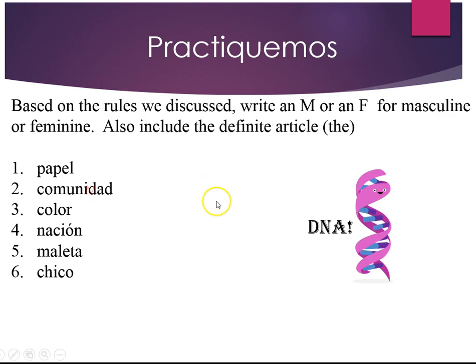Okay, did you get masculino for papel? Right, it ends in a consonant. Comunidad is femenina because it ends in a D. Color is masculino because it ends in a consonant that's not a D or an N. Nación, femenina, DNA. Maleta ends in an A, so it is femenina. And chico ends in an O, so it is masculino. So the O's and the A's are pretty easy to figure out. There are exceptions, of course.